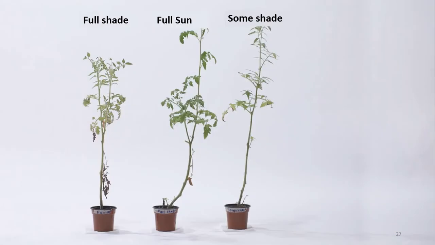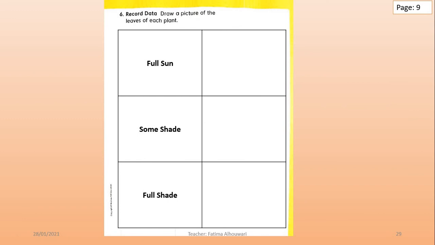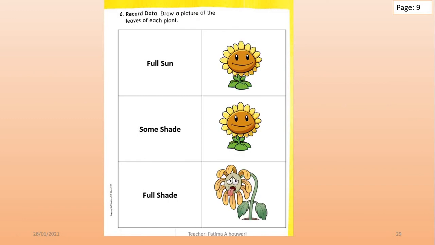After 1 month, the plants will look like this. This for full shade, this for full sun, and this for some shade. As you see, the plants are different. This plant looks healthier than this plant, and this plant looks healthier than this plant. So what do you think, grade 2? How does the amount of sunlight affect a plant's growth? I expect your drawing will look like this. This for full sun, this for some shade, and this for full shade.